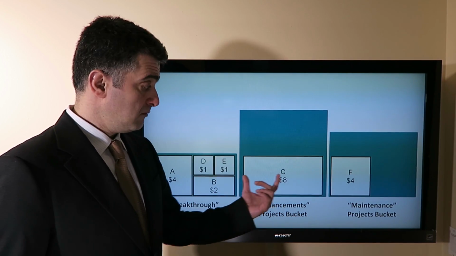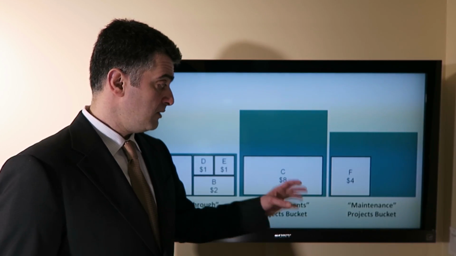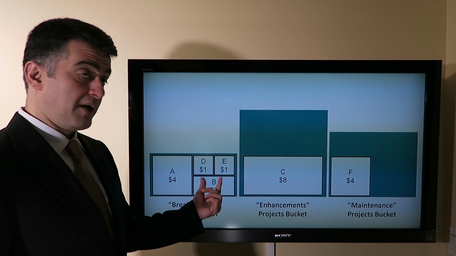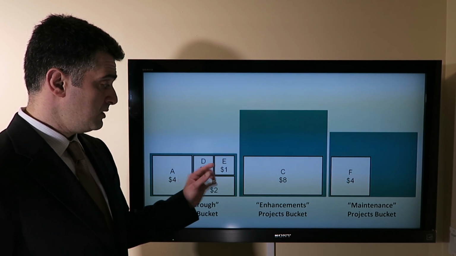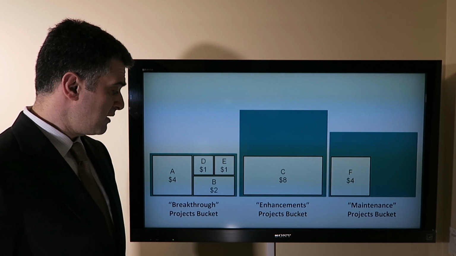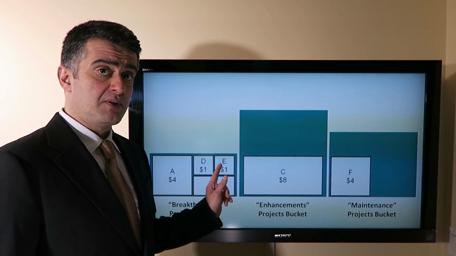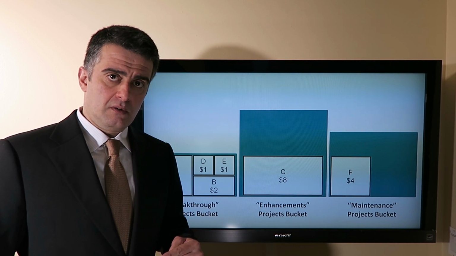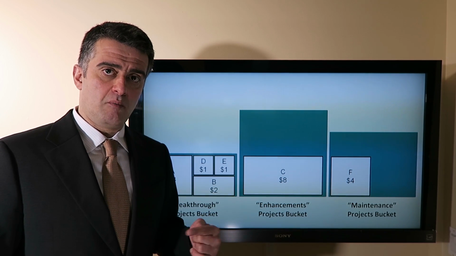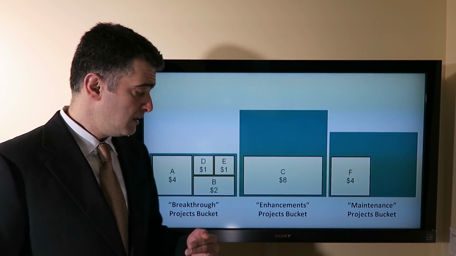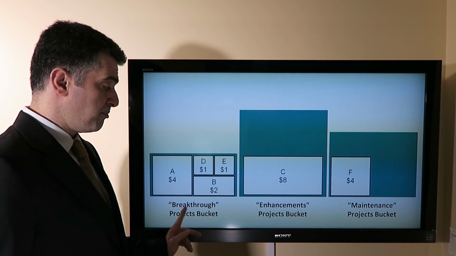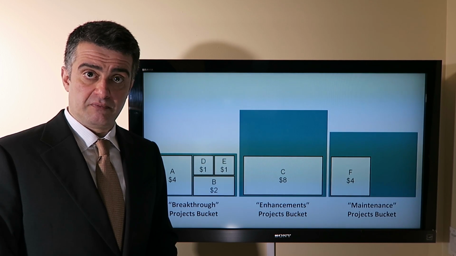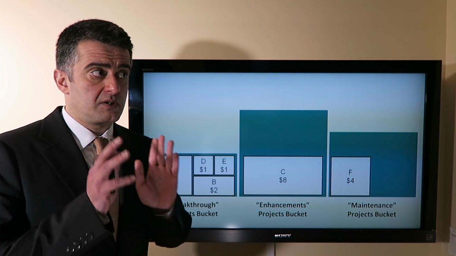Project C is an enhancement project and it costs $8 million. So it gets deposited into this bucket. Projects D and E are also breakthrough projects. They cost $1 million each. And they get deposited into the breakthrough project bucket. And a very interesting thing happens right now. Despite the fact that we can encounter more high-scoring breakthrough projects in our list, we basically announce that the breakthrough projects bucket is full, and we're no longer going to be accepting breakthrough projects. So all of the rest of the breakthrough projects get dropped or postponed.